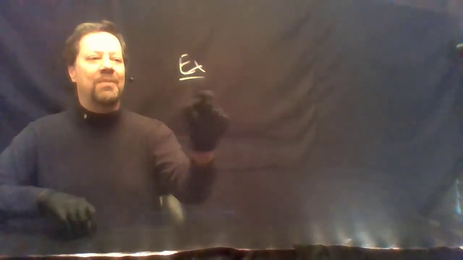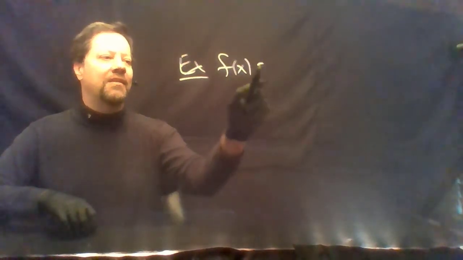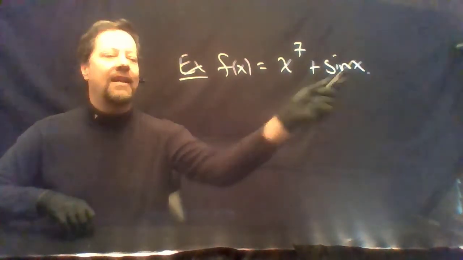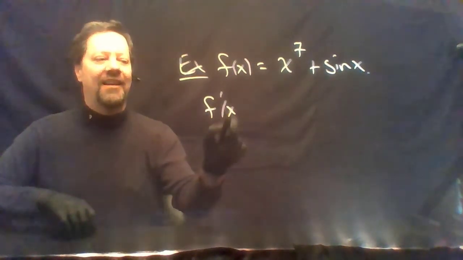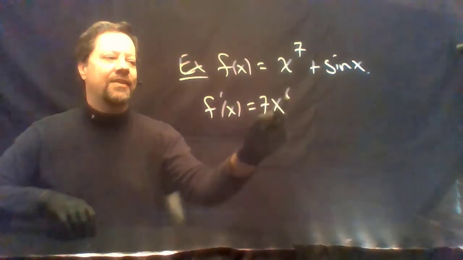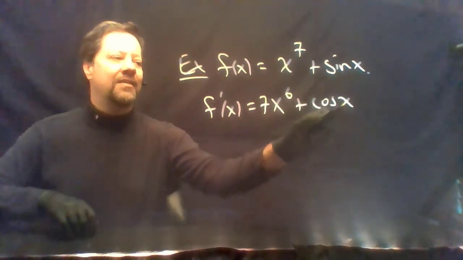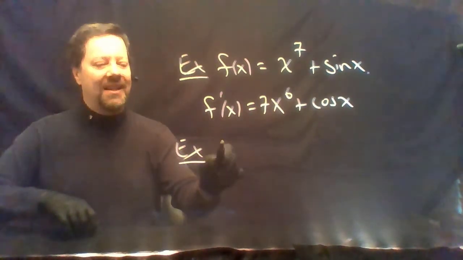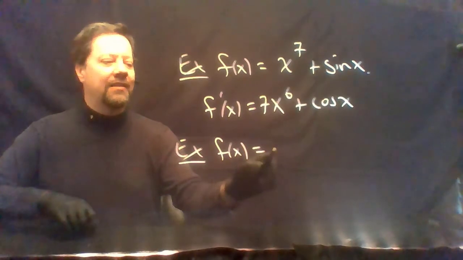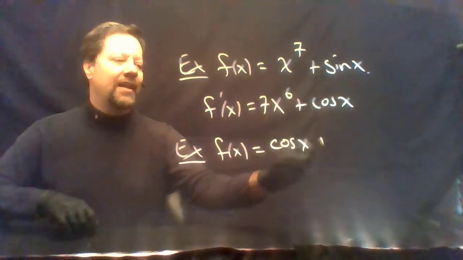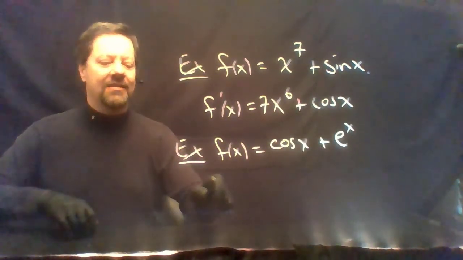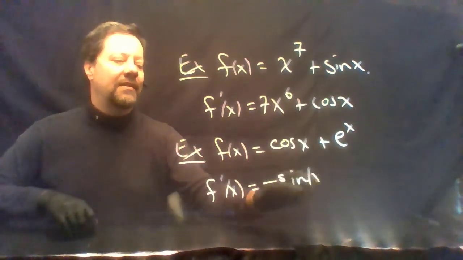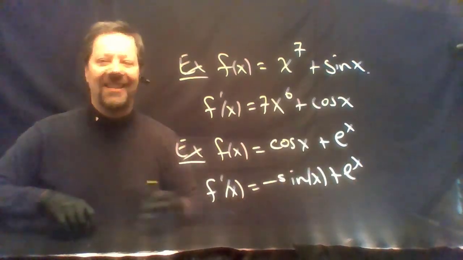As another example, suppose I have the function, say, x to the 7th plus sine x. F prime is 7x to the 6th plus cosine x. Suppose I have the function, let's say, cosine x plus e to the x. Then f prime of x is minus sine of x plus e to the x.